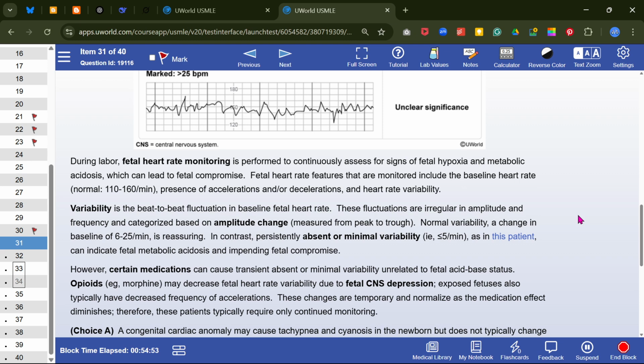Opioids, such as morphine, may decrease fetal heart rate variability due to fetal CNS depression. Exposed fetuses typically have decreased frequency of accelerations. These changes are temporary and normalize as the medication effect diminishes. Therefore, these patients typically require only continued monitoring.